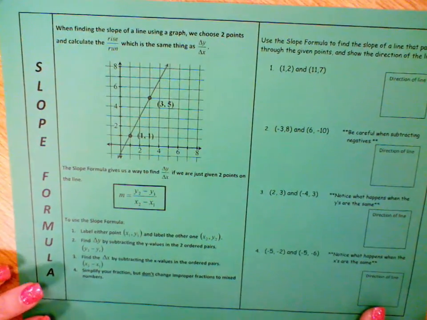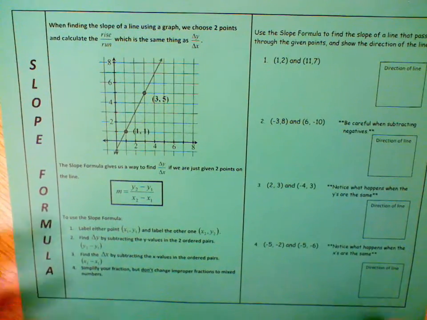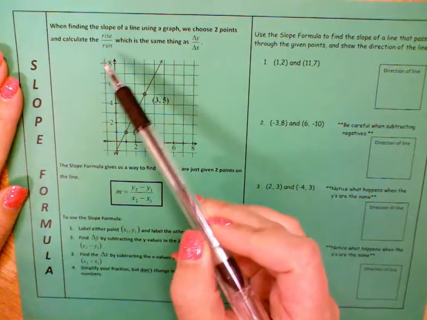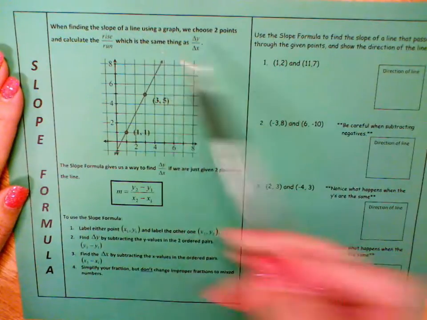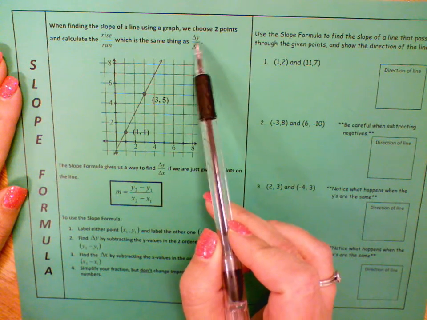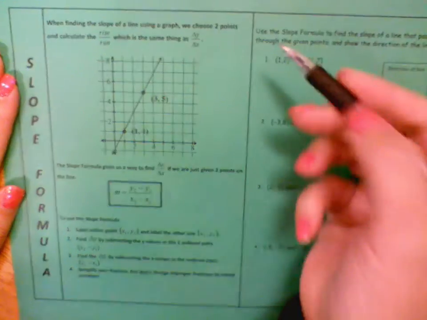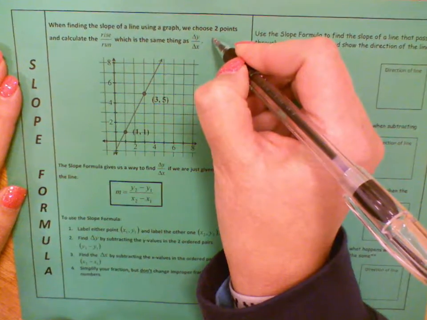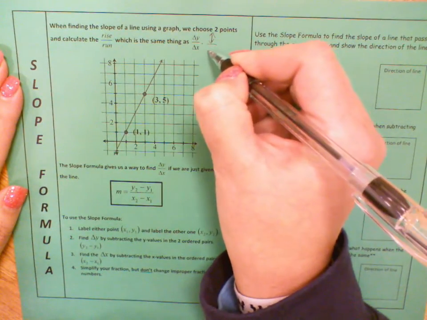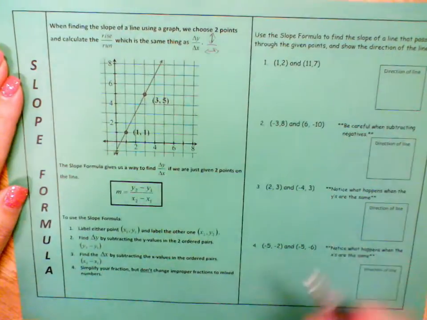So we've been learning slope. Today we are going to look at a continuation of the rise over run. As you read your notes here, it is the same as the change of y over the change of x. What I want you to remember is the change of y is your up and down motion, and your change of x is left and right.